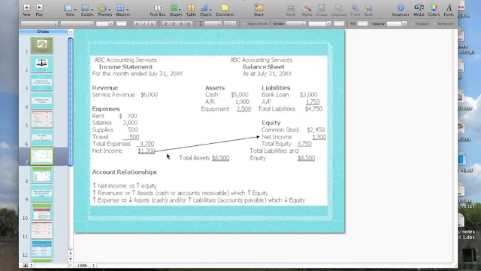As you can see here, this is an income statement. You have your revenue, your expenses, and your net income, which is, I repeat, the difference between revenues and expenses.